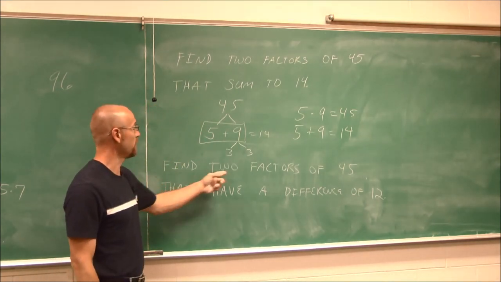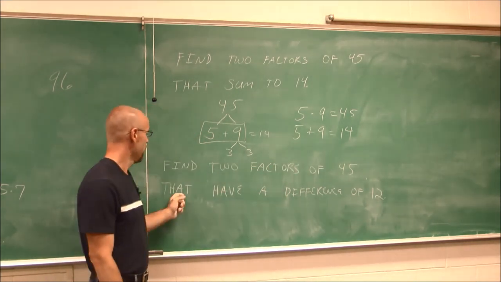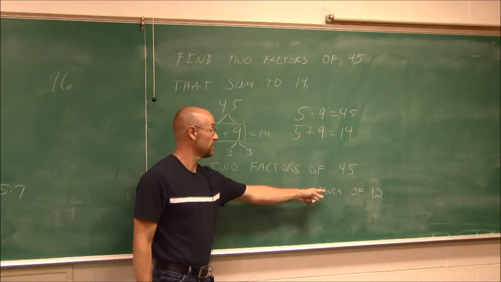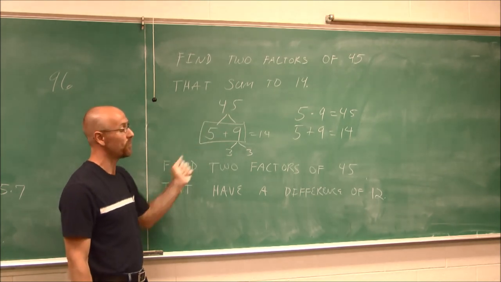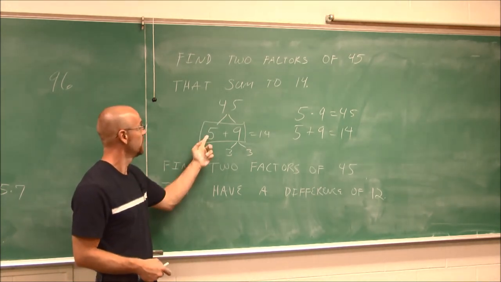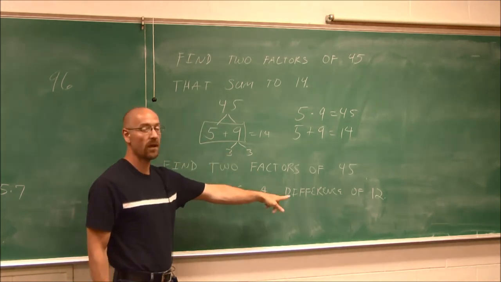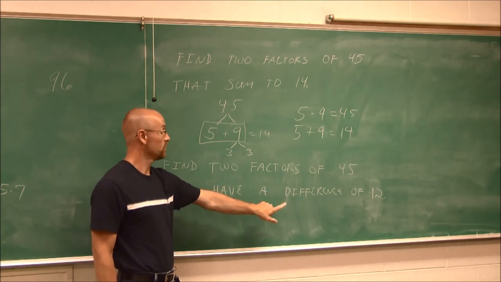This one here says find 2 factors of 45 that have a difference of 12. So try this one on your own. You already know the factor tree. What combination of these factors will have a difference of 12? So go ahead and try that on your own.